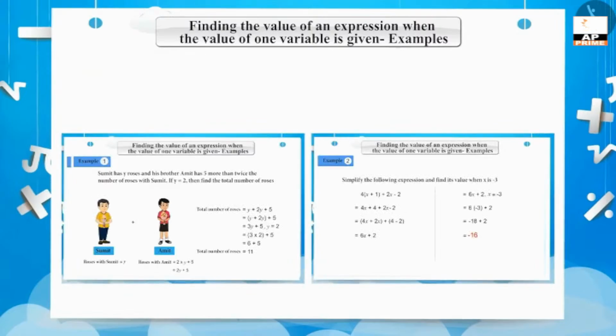So today we saw examples on solving an algebraic expression when the value of one variable is given. In the next video, we will see some misconceptions related to this.